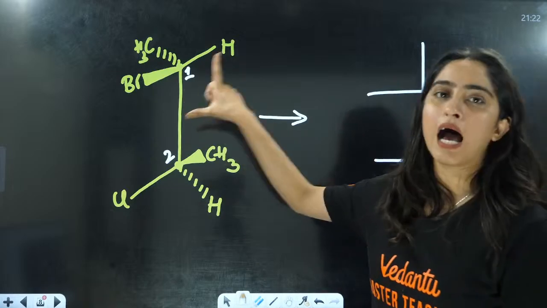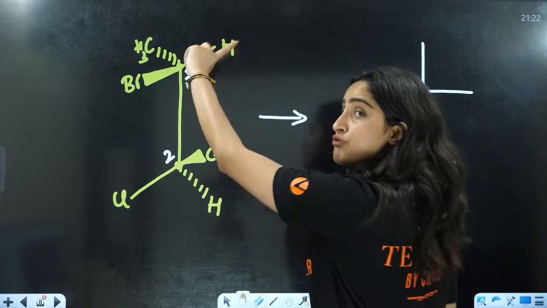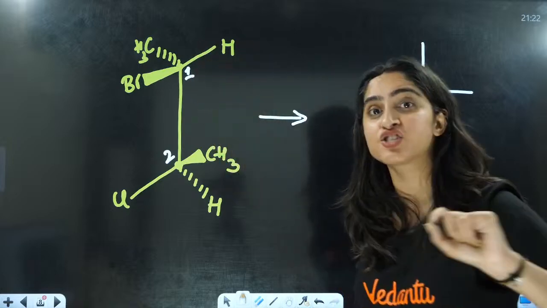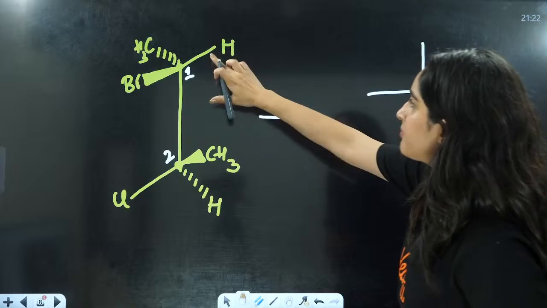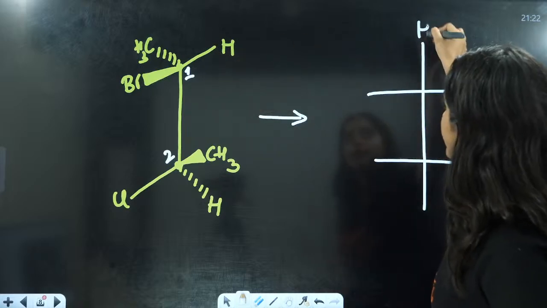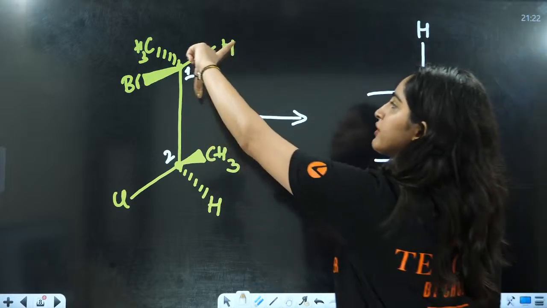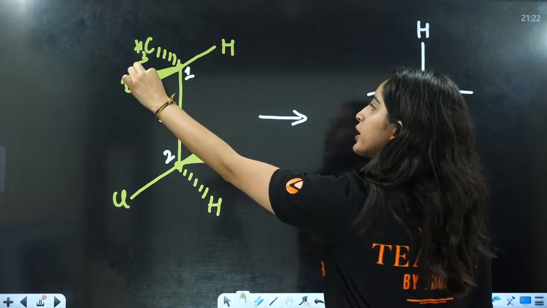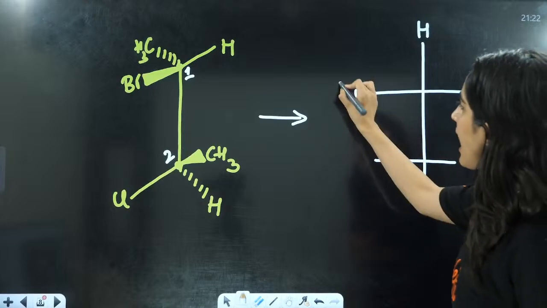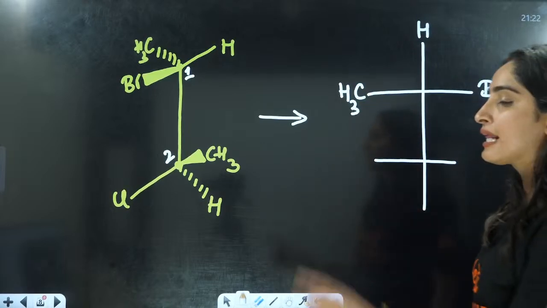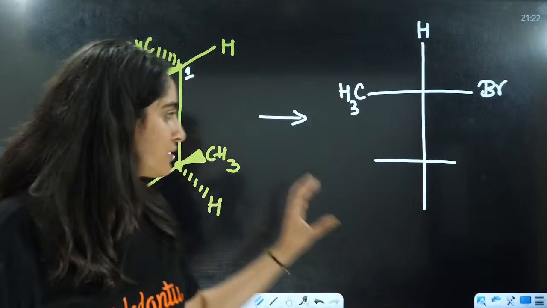For the first carbon, the thumb is on the right side. If the thumb is on the right side, that means this atom that is on the thumb will be here, right? And if the thumb is on the right side, the wedge is going to be on the right side. That means bromine is going to be on the right side and CH3 is going to be here. Then we are going to convert this one.